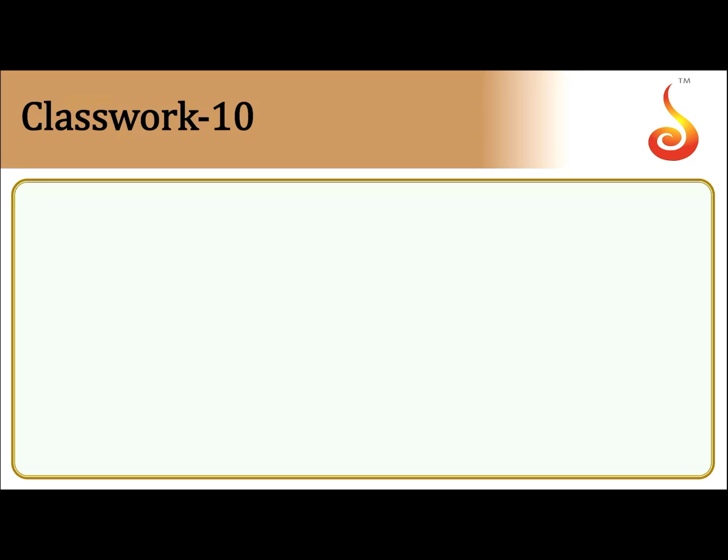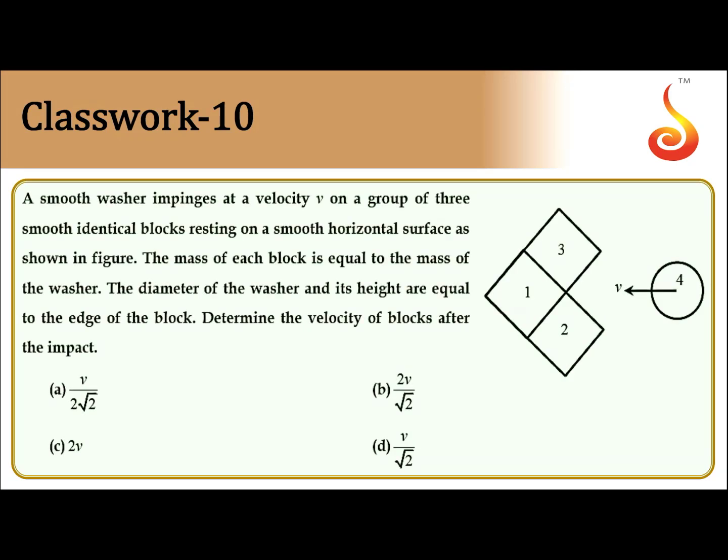Example 10. A smooth washer impinges at a velocity v on a group of 3 smooth identical blocks resting on a smooth horizontal surface as shown. The mass of each block is equal to the mass of the washer. The diameter of the washer and its height are equal to the edge of the block. Determine the velocity of the blocks after the impact.